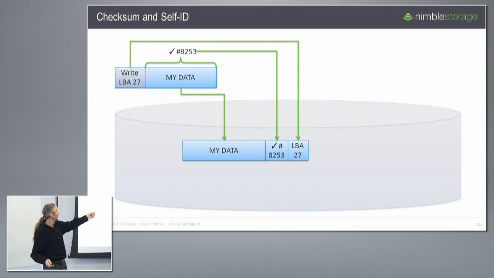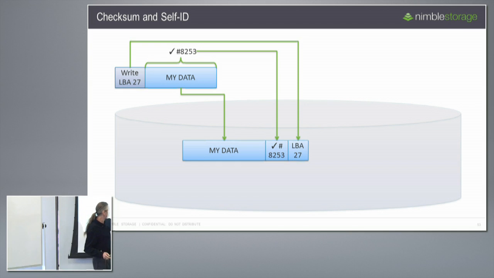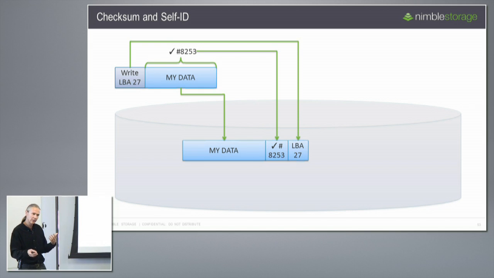We also write the self-ID, the self-description, of that block. Now, in this case, I didn't have much room, so I just wrote the LBA here, but actually there's much more information that we store, because there are multiple volumes, the same LBA could have multiple snapshots that are different versions of data, and things like that. The metadata has a self-ID.